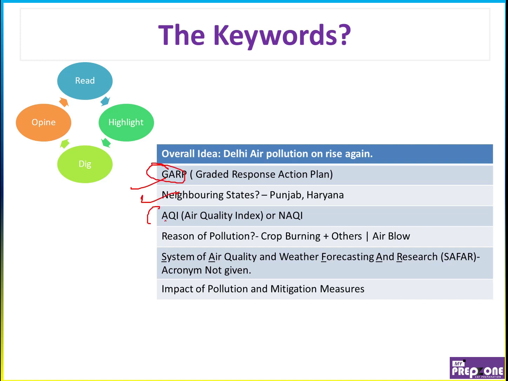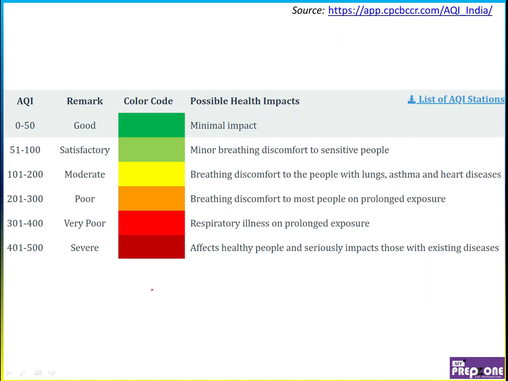Neighboring states is done. Reason of pollution, we understood. System of air quality, we need to understand. Impact of pollution and mitigation measures, we need to understand. So this is how I am going to read it. Now let us see. The source of this is the government site CPCB. You can read it.